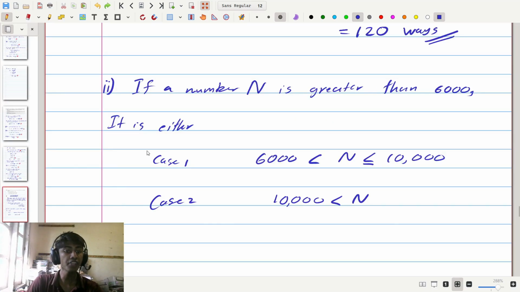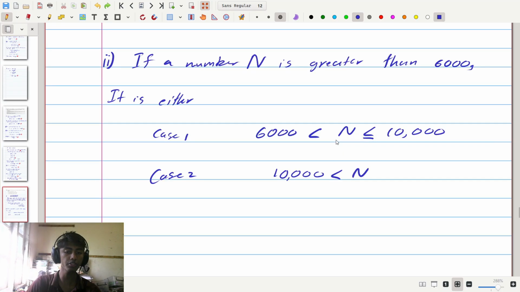Now, if we consider the possible numbers that will satisfy case number 1, we can see, since our number n must be greater than 6,000, the number n must have at least 4 digits. Furthermore, since our number n has to be less than or equal to 10,000, and it being equal is actually impossible here, our number n must have less than 5 digits. Now combining those two conditions, we can see the number n must have exactly 4 digits.